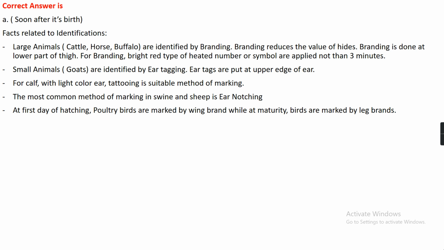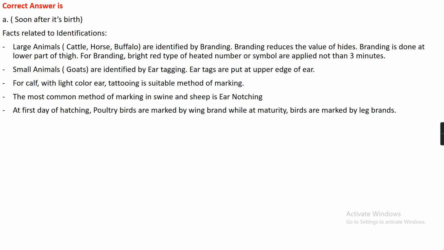For smaller animals like goat, the most common identification method is ear tagging, and ear tags are put at the upper edge of the ear. For calves with light colored ears, tattooing is the most suitable method of marking. And the most common method of marking for identification in case of swine and sheep is ear notching.